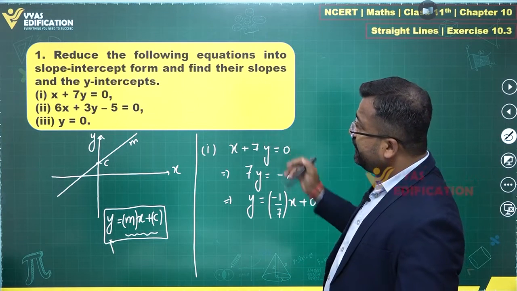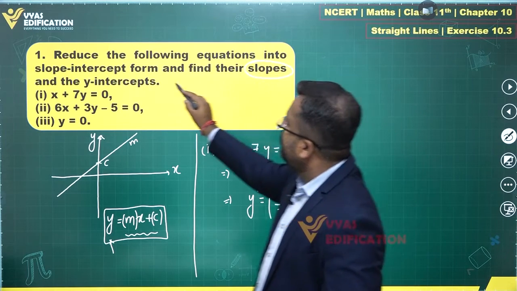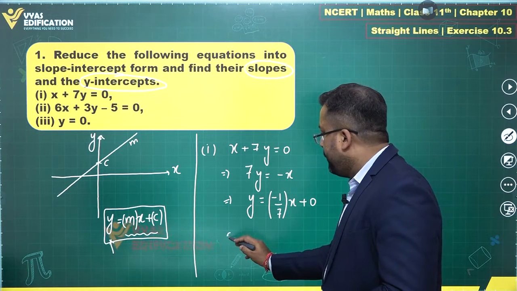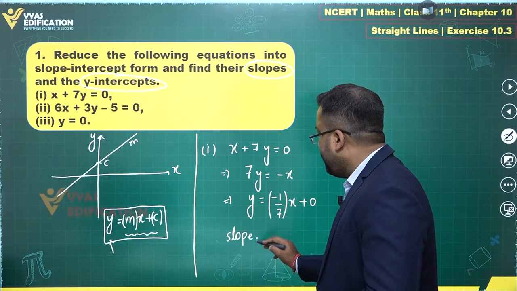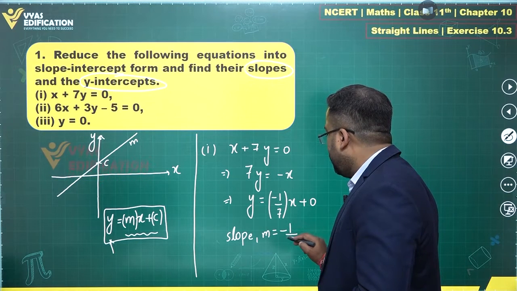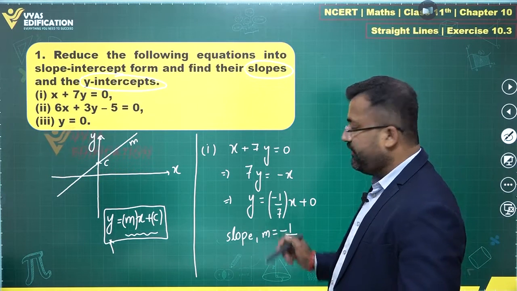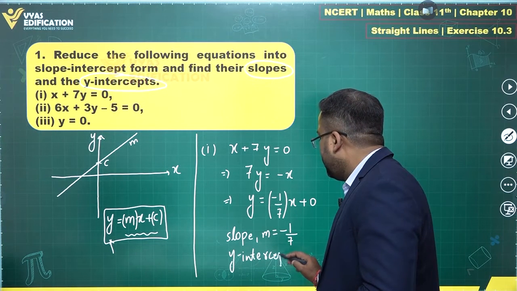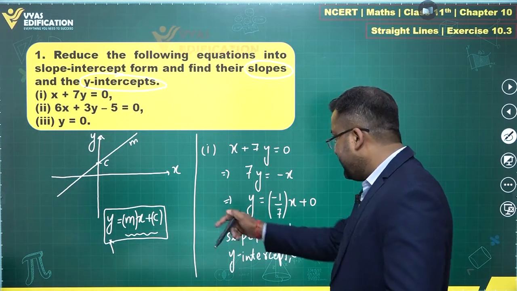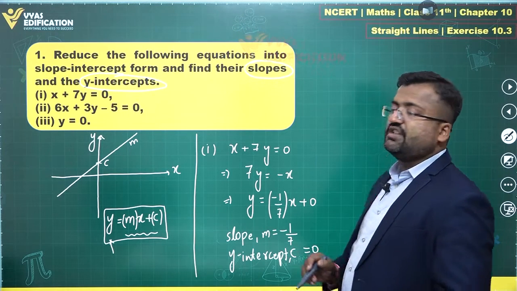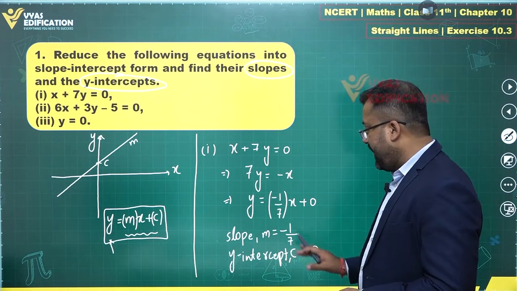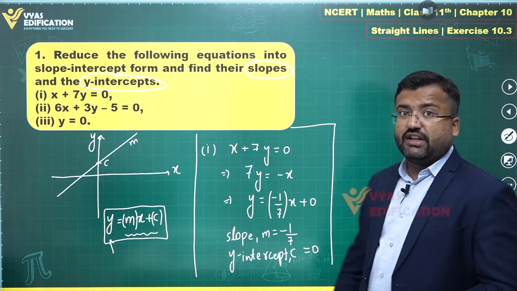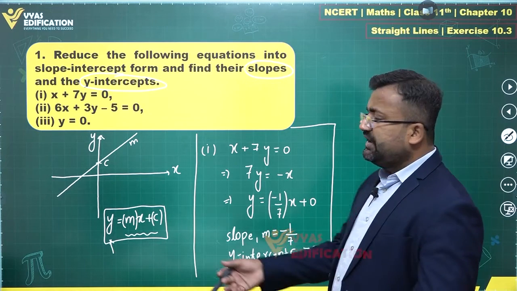And after reducing into the slope-intercept form, we are supposed to find the slope and y-intercept. Now slope, as you can clearly observe, that is the value of m, will be minus 1 upon 7, that is the coefficient of x, and the y-intercept, after reducing in this form, is denoted by this c, which is simply equal to 0 over here. This is what we have, right? Slope denoted by m is minus 1 by 7 and y-intercept is 0 for this first part, as you can clearly see, right? Let's deal with the next part after this.